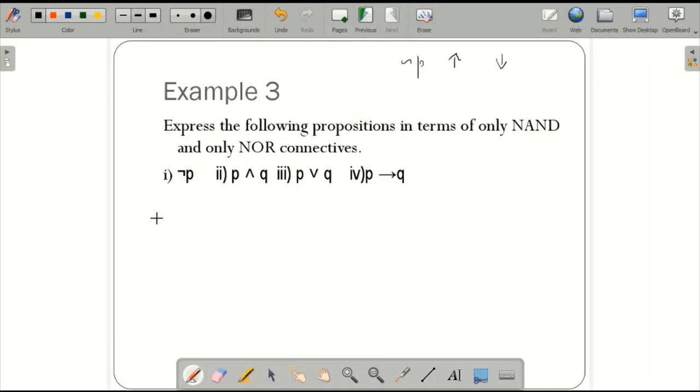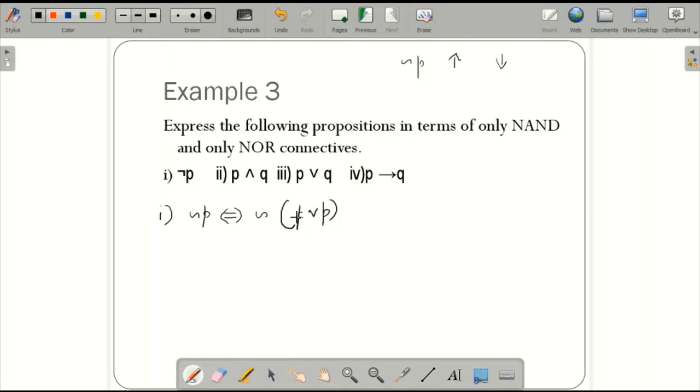So let us solve the first problem over here. What is the meaning of the first problem? They are told negation P. So this you have to express in terms of only NAND and only NOR. Negation P is there. Can we write this logically equivalent to, let the negation be as it is, can I write P as P or P? Yes, I can write P as P or P.